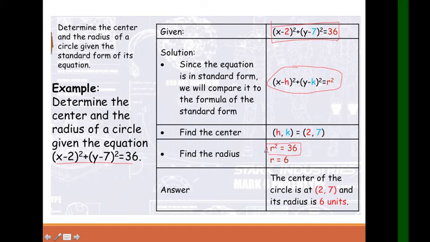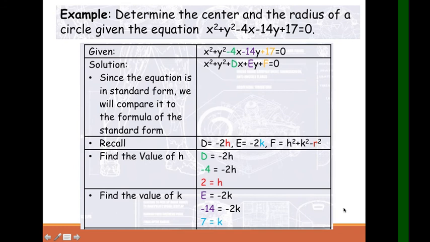So, what we will do is take the square root of both sides. This will be cancelled, no? And then, what is the square root of 36? That is 6. So, r is equal to 6. So, therefore, the center of the circle is (2, 7), and the radius is 6 units. Clear? Now, let's have another.